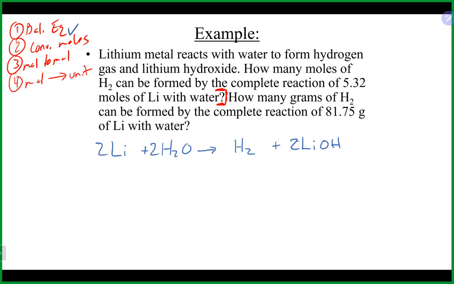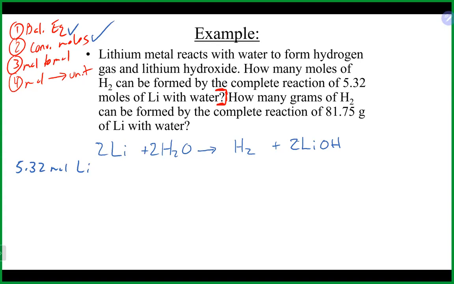Step number 2 is to take pretty much whatever they gave us and convert to moles. In this case, we are given 5.32 moles of lithium. That is obviously in moles, which means we don't need to do anything with it. So don't undo it and make it grams to grams and grams back to moles. So then we just go to the next step in this case, which is our mole to mole relationship.